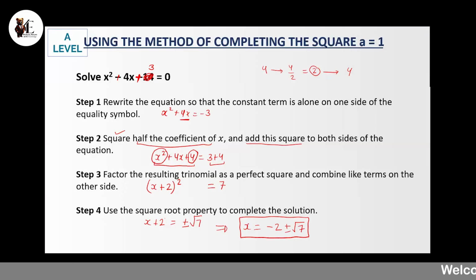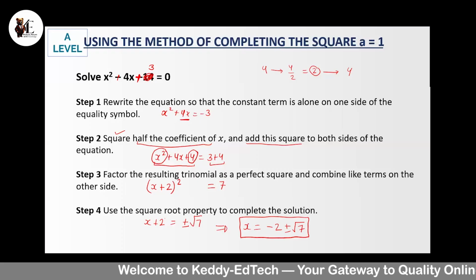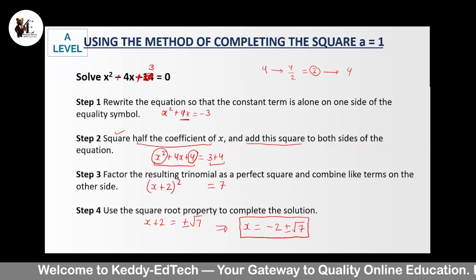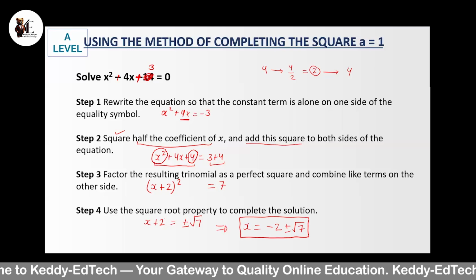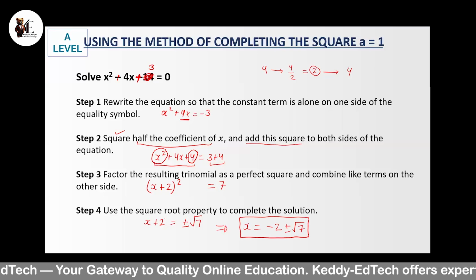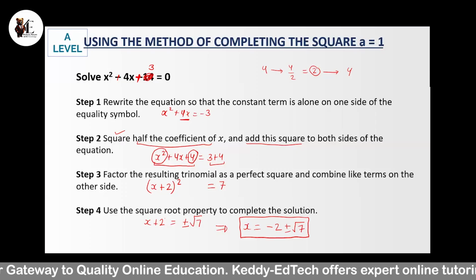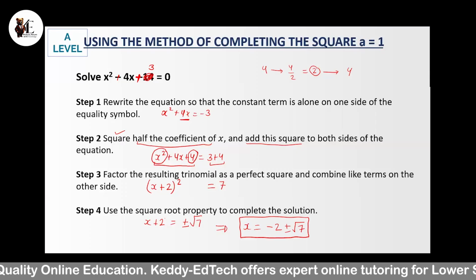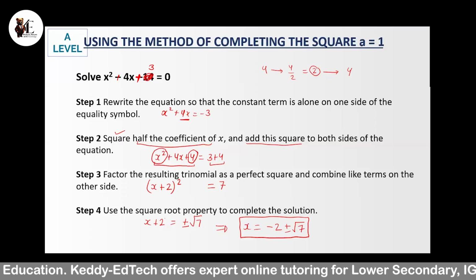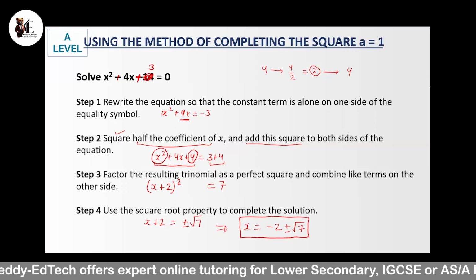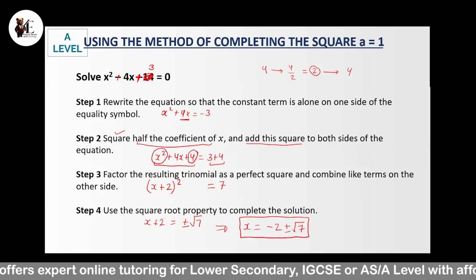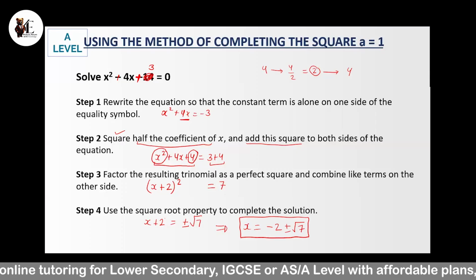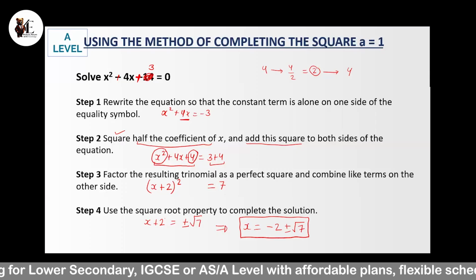Okay, so the first step is that you have to shift the constant term to the other side. The constant term was positive 3, and I have shifted it to the right hand side, so that will be negative 3. The second step is to take half the coefficient of x, then add the square of it on both sides. The coefficient is the number multiplied with the x. You can see that with x, we have a number positive 4. To do half of it, we divide by 2. So 4 by 2 is 2.